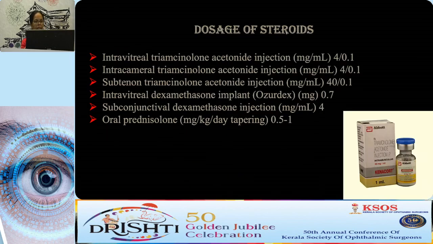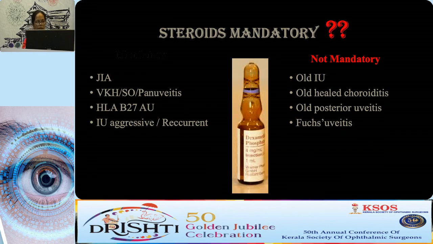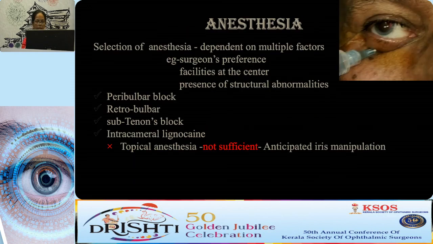can be used. Other steroid dosages are either intravitreal, intracameral, or subtenon triamcinolone, intravitreal dexamethasone, subconjunctival dexamethasone, or oral prednisolone. Steroids are mandatory in only few conditions, that is JIA, VKH, sympathetic ophthalmitis, panuveitis, HLA-B27 anterior uveitis, intermediate uveitis, aggressive or recurrent.